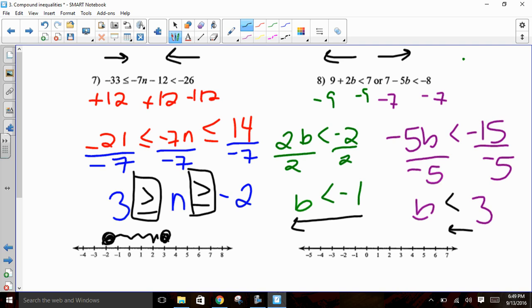If you get to the point where you accidentally have your arrows going the same way, then what you need to do is go back and say, well, hey, did I forget to divide by a negative and flip my sign someplace? 9 times out of 10, that's going to be your problem. Alright, so I have an open circle at 1 going to the left, and an open circle at 3 going to the right.